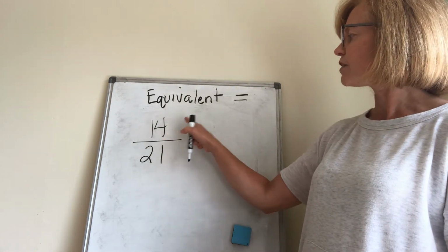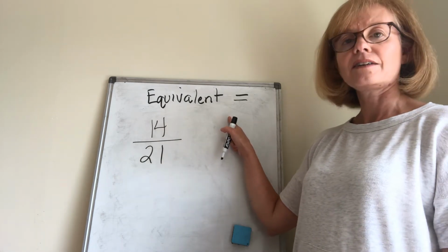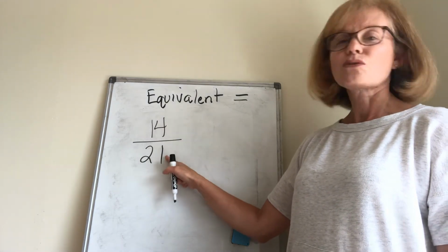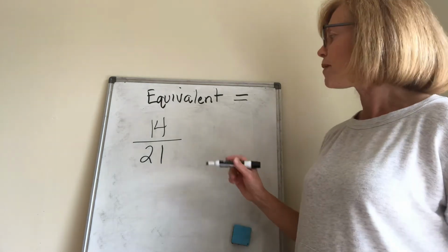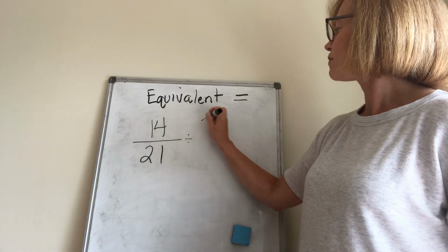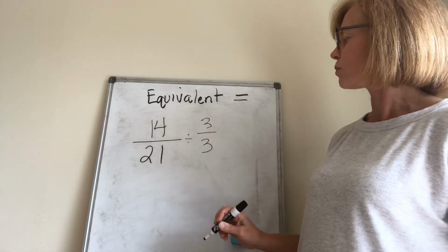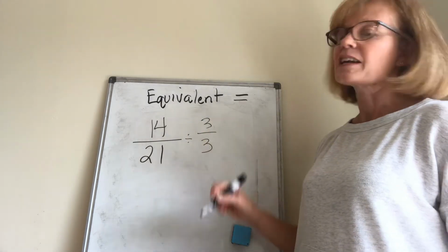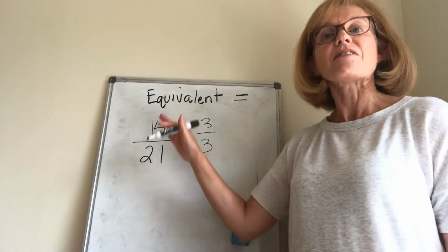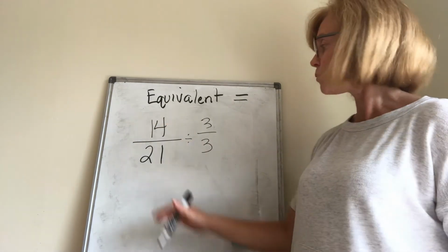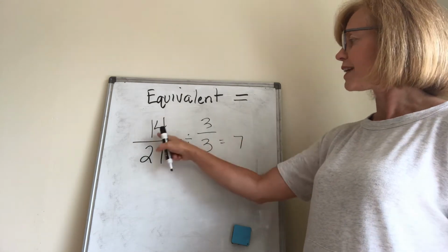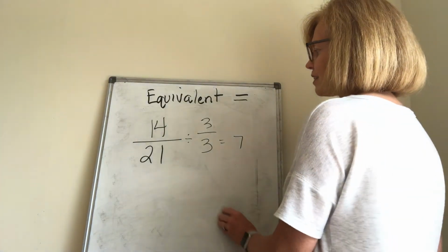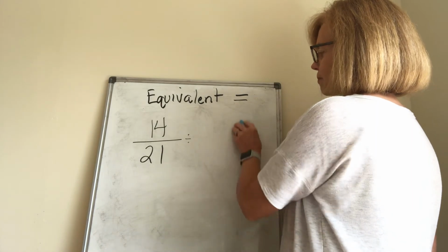2 can divide into 14 equally, 7. But 21 is an odd number, so 2 cannot divide equally. Well, how about 3 then? What if I was to divide both of these by 3? Well, 14 divided by 3 won't work evenly. It'd have to be 15 divided by 3. It would work. 21 divided by 3 is 7, but it won't work here, so I cannot use 3s.